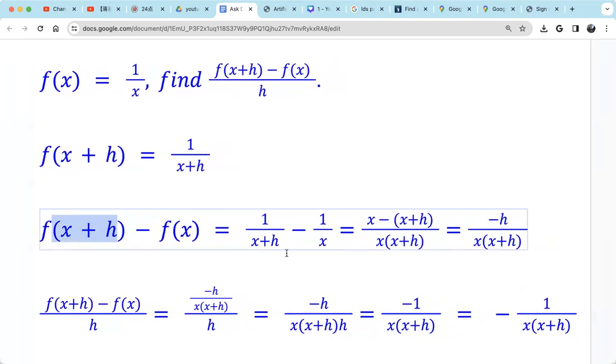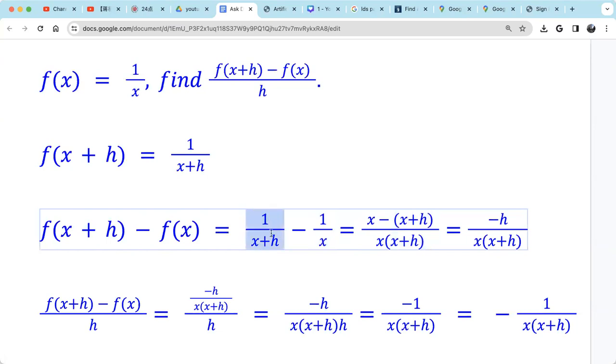I think the trouble comes from here. Of course, this is 1 over x plus h, and this is 1 over x. So we subtract those two. What do we do? We need a common denominator. So the common denominator is x times x plus h.